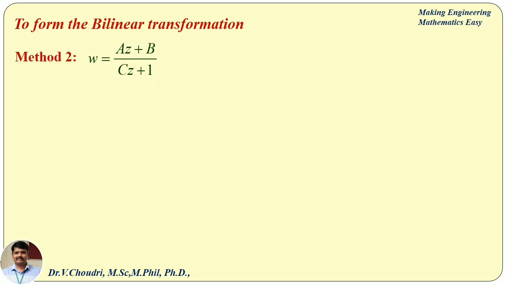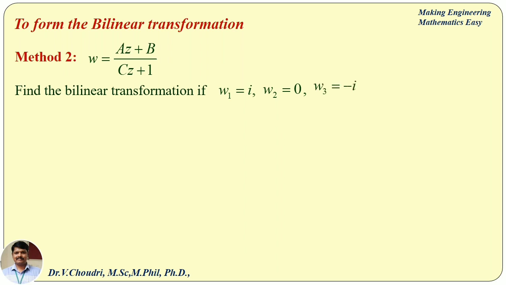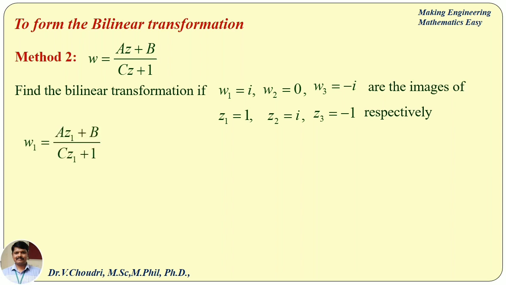Now let us see an example to understand the concept of method number 2. Find the bilinear transformation if W1 equal to I, W2 equal to 0, W3 equal to minus I are the images of Z1 equal to 1, Z2 equal to I, Z3 equal to minus 1 respectively. First, we have to substitute Z1 and the corresponding image W1 in the above equation.